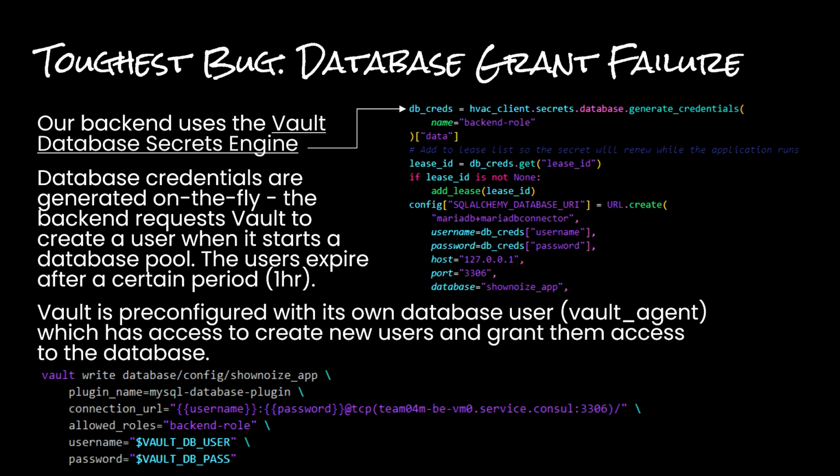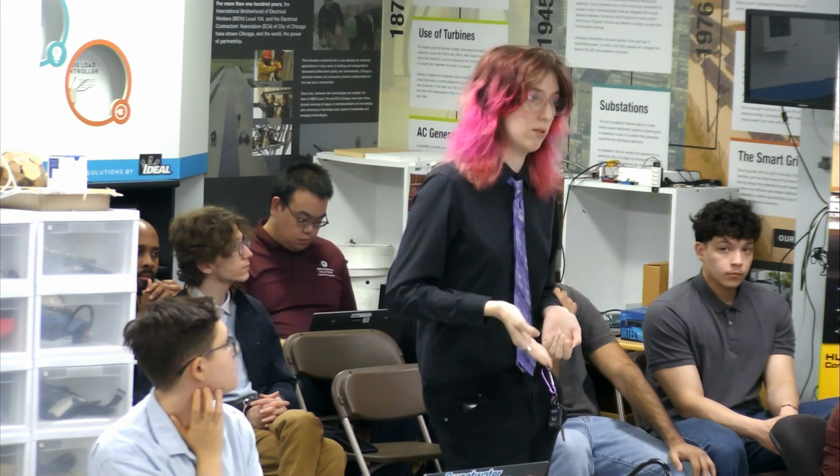Our toughest bug, this one's pretty complicated, but our backend uses the Vault database secrets engine. That's a special engine that basically means Vault can create database users on the fly when the backend requests one. So instead of having one credential that's used for all the backend nodes that connect to the database, each time a backend node connects to the database, it requests a new user. Vault issues that user, and it has about a 1 hour to 24-hour lease, and it has to renew that lease every time it wants to continue using that user.